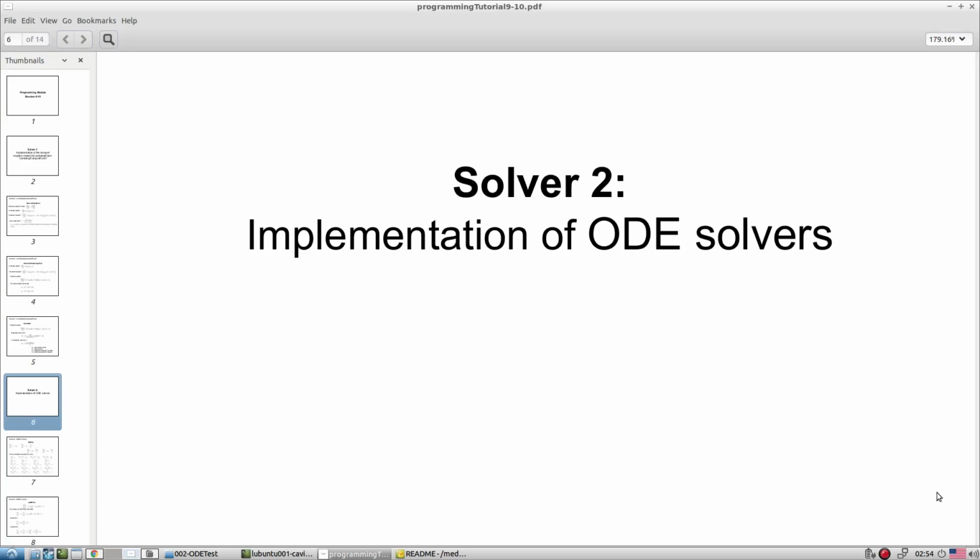Okay, let's try to learn a few more different things. Sometimes we have to simulate ordinary differential equations. So how do we add an ordinary differential equation solver inside OpenFOAM? Let's explore a few of the things.